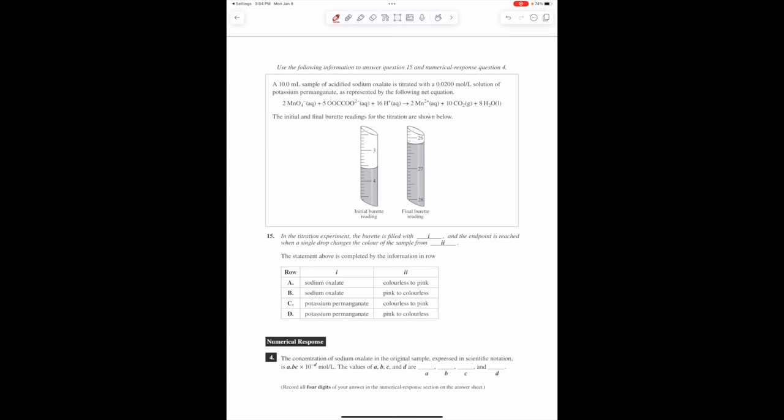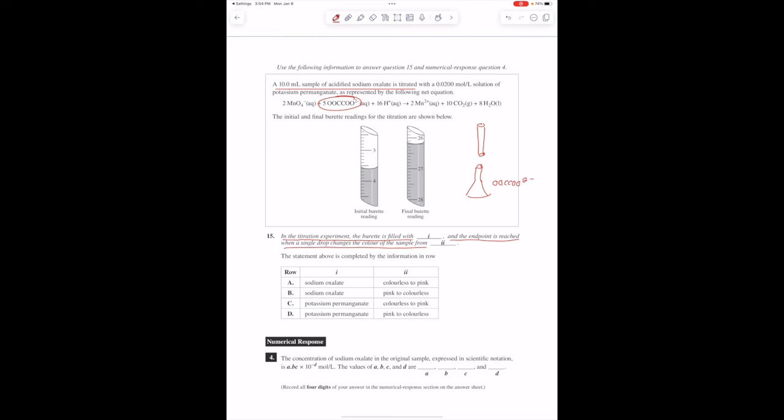Okay, so here we go. In the titration experiment, the burette is filled with, okay, that's the easy part, and the endpoint is reached when a single drop changes color of the sample from, okay, so first part, the substance being titrated is in the flask, right? Here's my burette. Here's my flask. The substance being titrated, so it says, oxalate is titrated. This is oxalate. So that's got to be here.